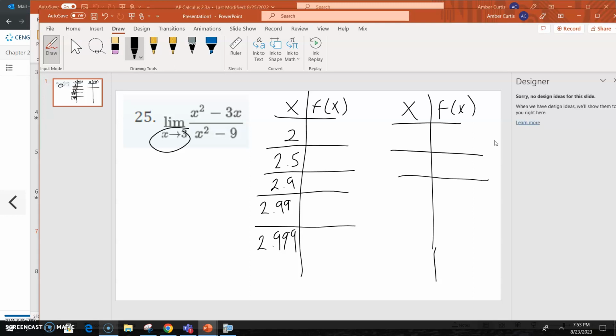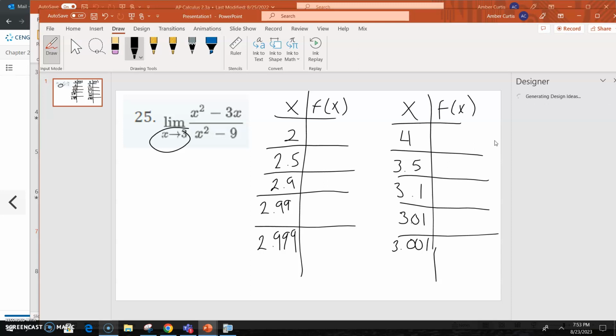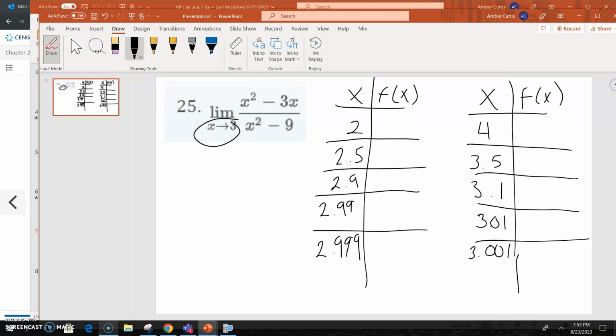Now, similarly, we're going to create a table from the right. This time, we're going to choose a value to the right of 3, like 4. And we're going to get closer and closer to 3. So we're going to go down: 3.5, and then how about 3.1, and then how about 3.01, and then how about 3.001. Now, what we need to do is use our graphing calculator and find those values.